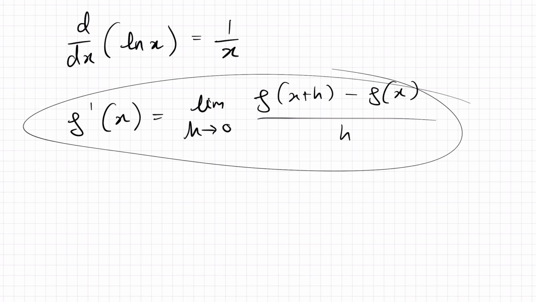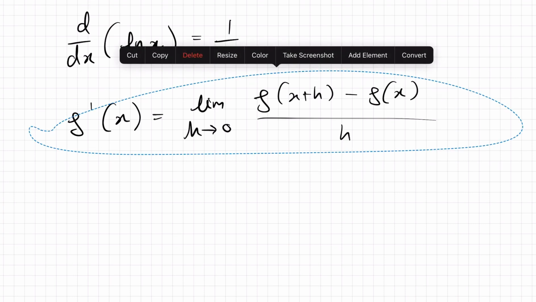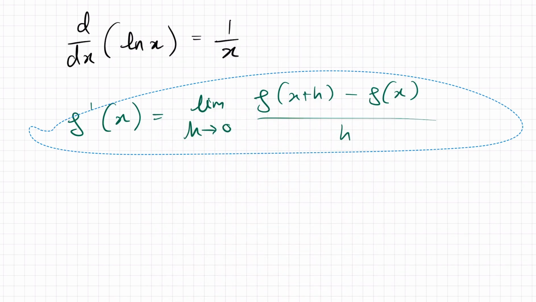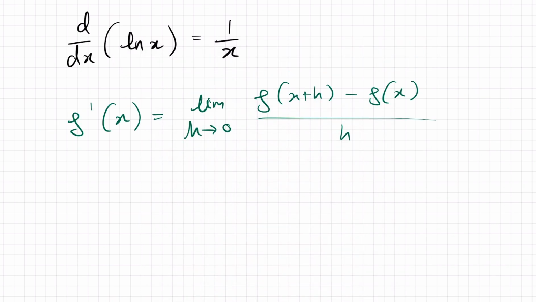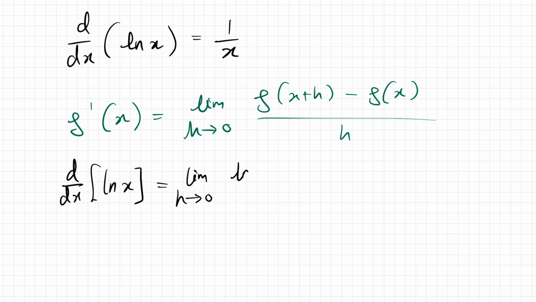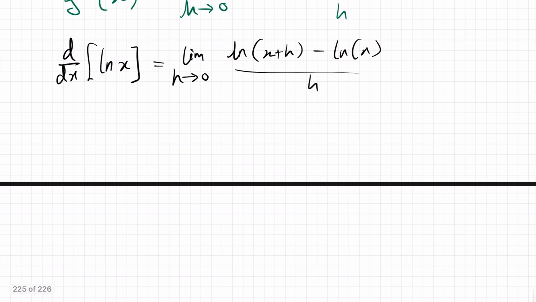Now we can use this definition, I'm going to make this green, to prove the derivative of ln x. So let's say f of x is ln x. That means the derivative of ln x, I'm going to write it as this, is equal to the limit as h goes to 0 of ln of x plus h minus ln of x all over h. And yeah, this is just going to require a bit of algebraic manipulation.